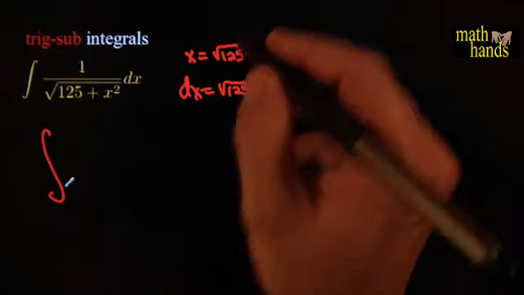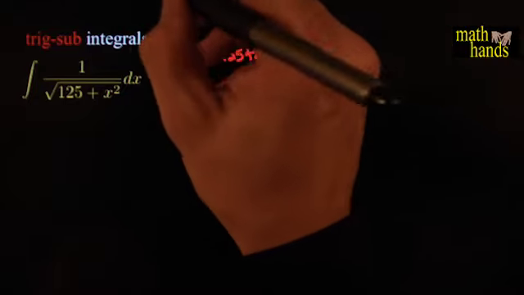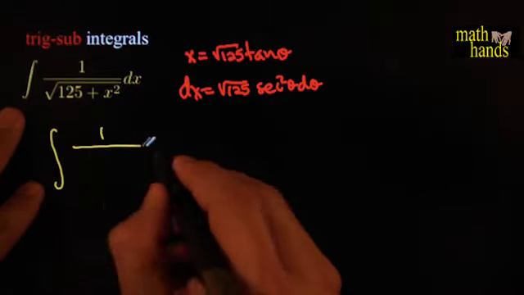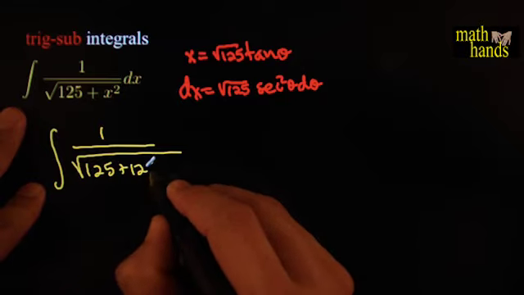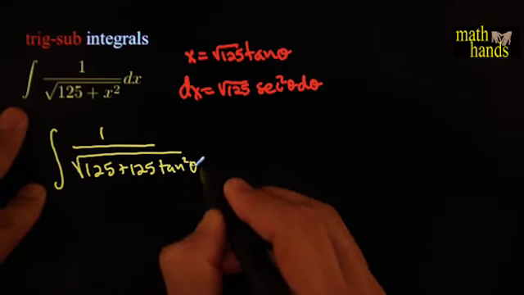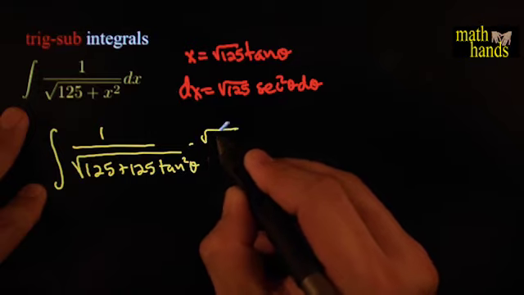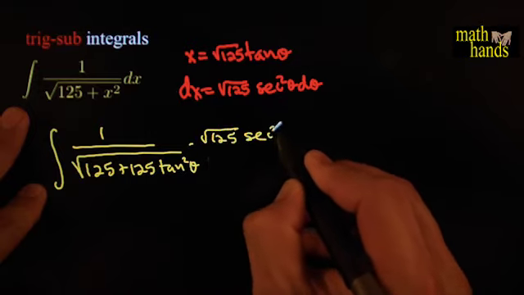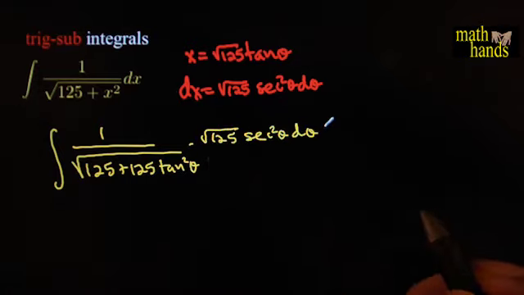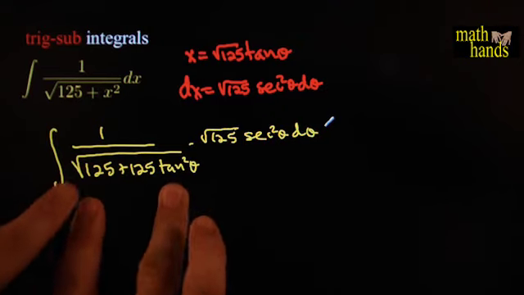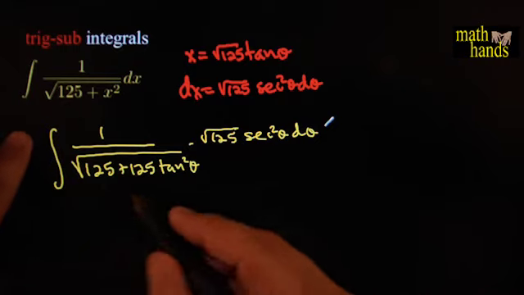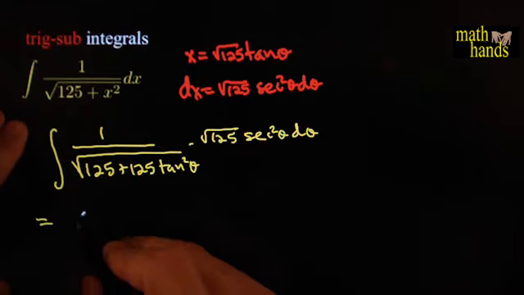This will turn into, let's keep it with yellow, 1 over the square root of 125 plus 125 tangent square theta. And the dx would be square root of 125 secant square theta d theta. And everything, I know it looks crazy, it looks complicated, but everything will turn out nicely. I'll tell you, because we're going to do something nice here. We're going to exchange this for a monomial. That's the secret of today's lecture.